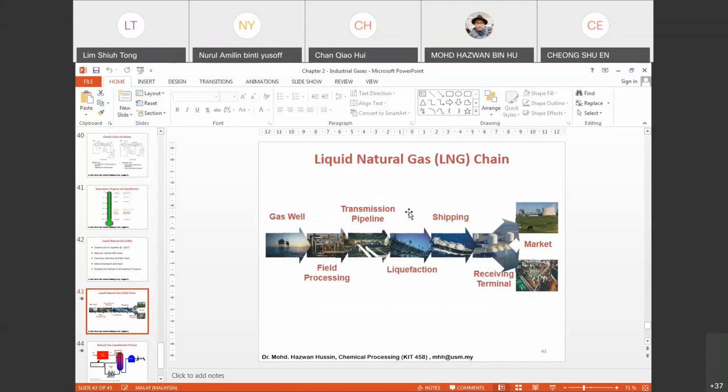So this is how liquid natural gas can be produced. First, the natural gas will be extracted from an oil well or probably from an oil rig. Then it goes into field processing. It goes into the transmission pipeline for processing. And then this is where liquefaction is performed. It will be compressed and cooled. Then after that, the liquid natural gas can later be shipped to the end user.